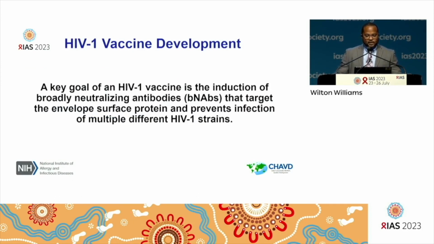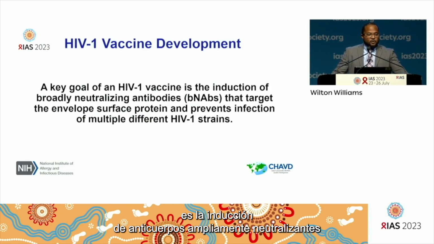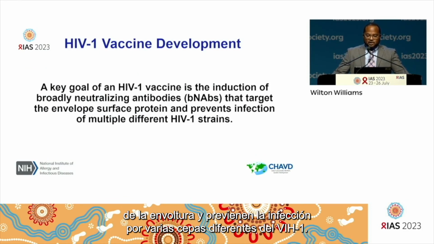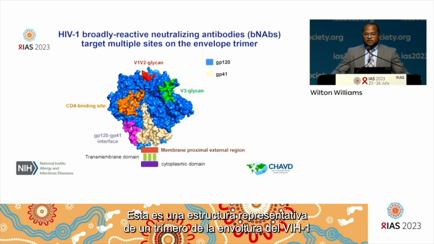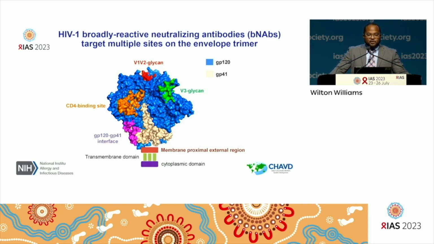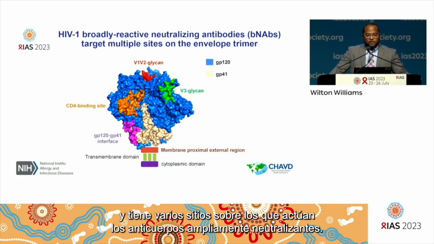So as a reminder, a key goal of an HIV-1 vaccine is the induction of broadly neutralizing antibodies, or bNAbs, that target the envelope surface protein and prevent infection of multiple different HIV-1 strains. This is a representative structure of an HIV-1 envelope trimer that sits on the surface of the virion and has multiple sites that are targeted by broadly neutralizing antibodies, or bNAbs.